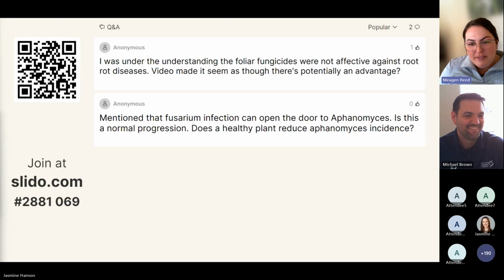Does a healthy plant reduce Aphanomyces incidence? Just like you or I, being healthier will help us fight off any type of cold, sickness, or disease. So you want to build resiliency in your plants as much as possible. I would say generally, yes, it can. That's probably one of our best options in fighting root rots if you're going to be growing a pulse, is to have the most vigorous, healthy growing plant you can. Yeah, I would agree.